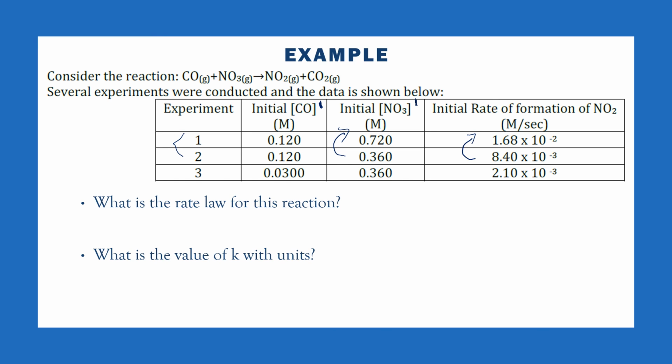Now we need to write that as an overall rate law. You always write rate equals K. And then we have CO to the first power and NO3 to the first power. And again, you don't have to write the ones, but you can.